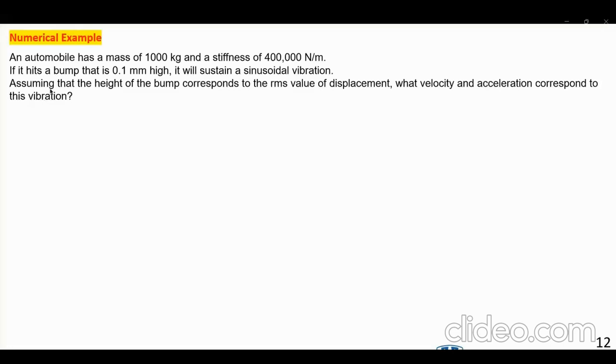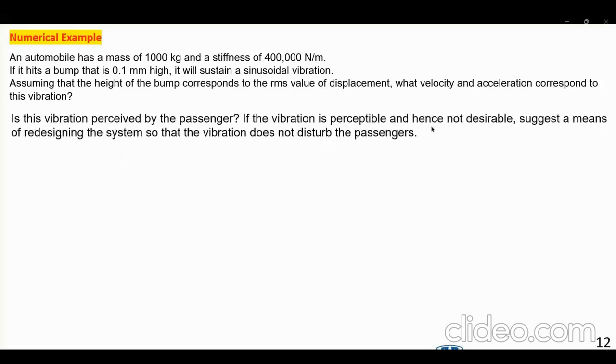The question is, what velocity and acceleration correspond to this vibration? In other words, if this is the RMS displacement, what are the RMS values for velocity and acceleration? And then the second question is, what can we do so that things get better? Basically, we don't even feel the hitting of the bump and that vibration. So I'm going to do it on the next slide.